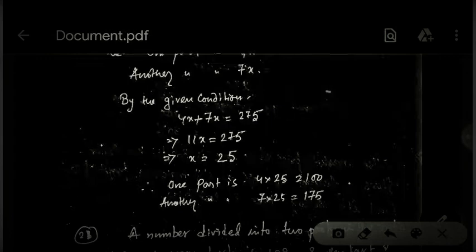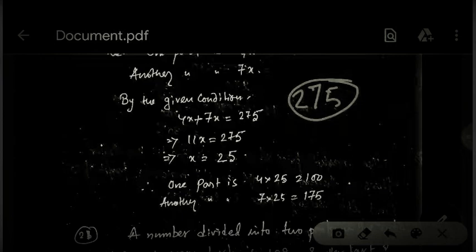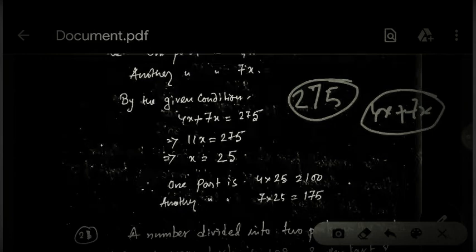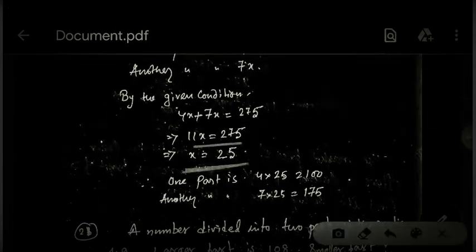Now you know that 275 is our total number. So 4x plus 7x is also our total number, because the two divided parts are 4x and 7x, and if you add them you get the whole number. So this will always be equal. That's why I write 4x plus 7x equal to 275, that means 11x equal to 275. Whenever you get 11x equal to 275, you can conclude that x equal to 25.